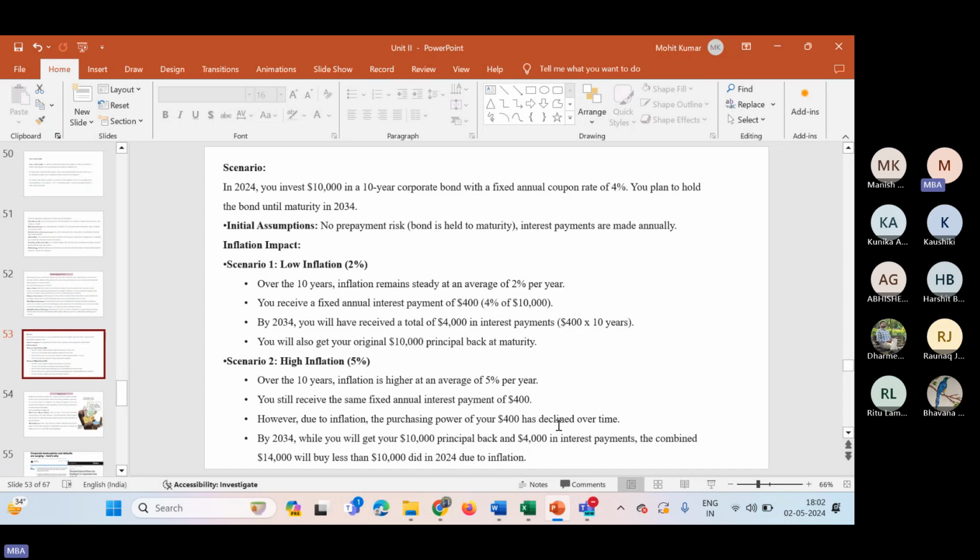So it was more simple, nothing to be very thorough into it. It is just about what is the risk associated with your purchasing power, particularly the risk of inflation.